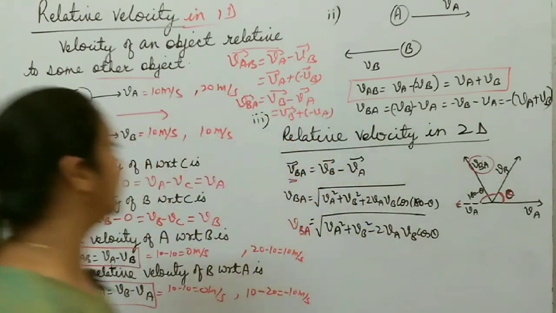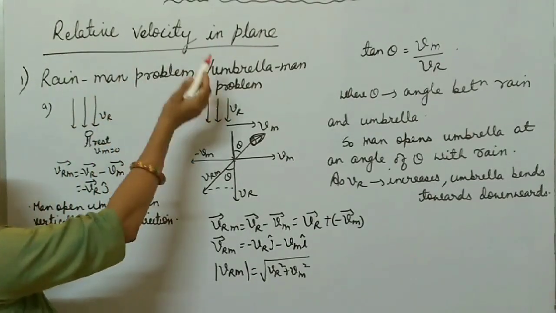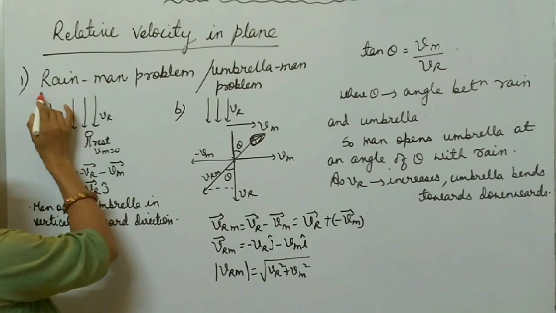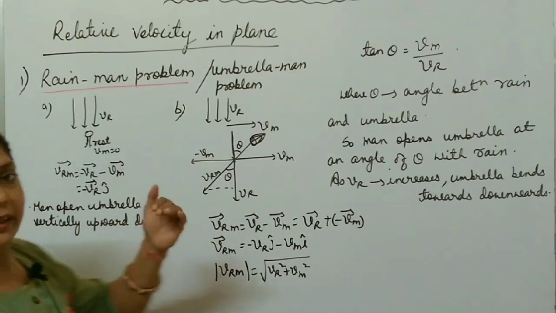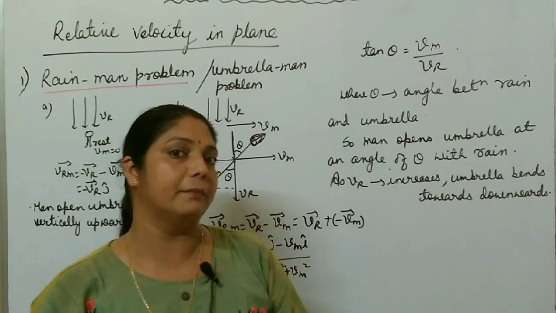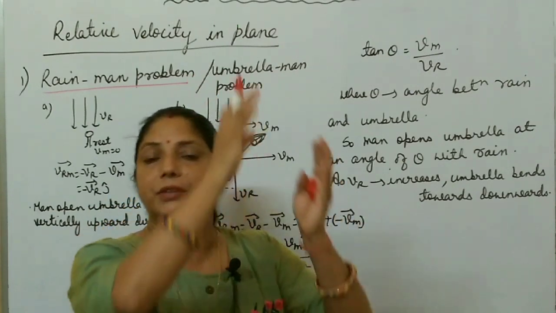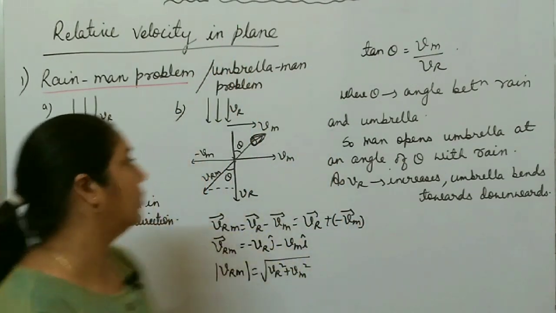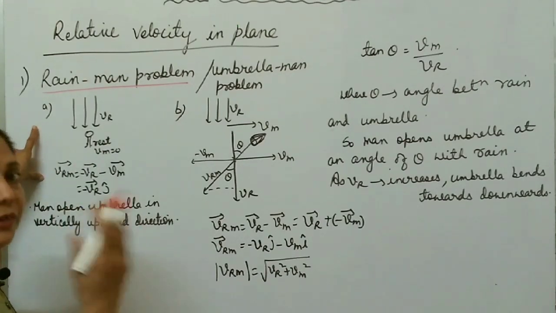First take a screenshot of this one. Now the best example for relative velocity in a plane is the rain man problem, or you can say the umbrella man problem. You know, during raining time, in which direction to open the umbrella, you don't know. You adjust the umbrella according to the speed of rain and speed of man. So it becomes clear with the help of this example. It is the case of relative velocity.